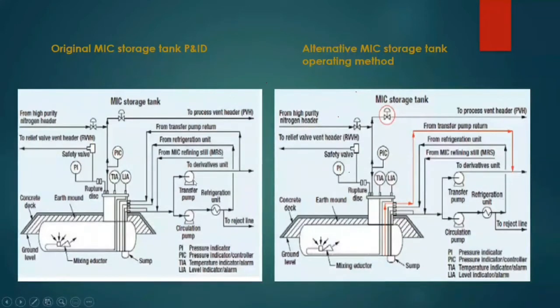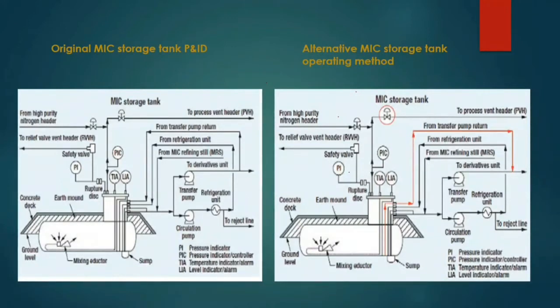As you see, the circulation pump processes MIC through a fluorocarbon fast refrigeration system, keeping the stored MIC temperature near 0 Celsius to prevent a thermal runaway. This is the circulation pump going to the refrigeration unit to keep the temperature at 0 Celsius.